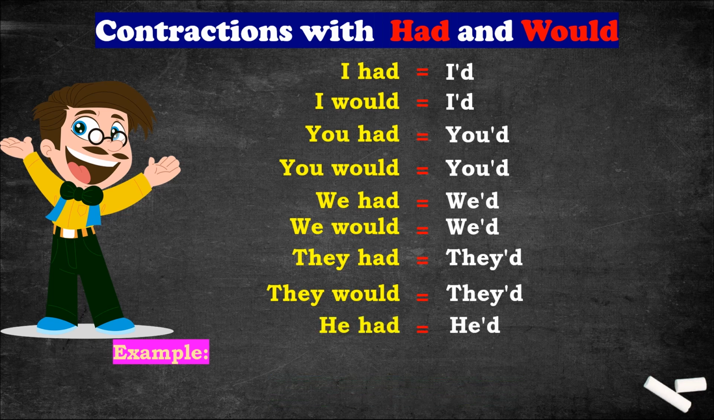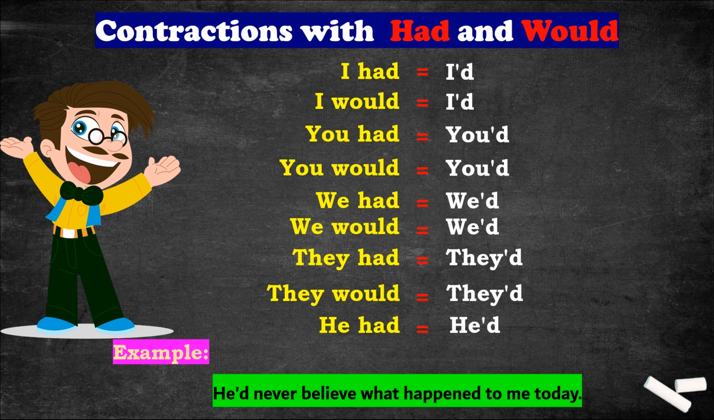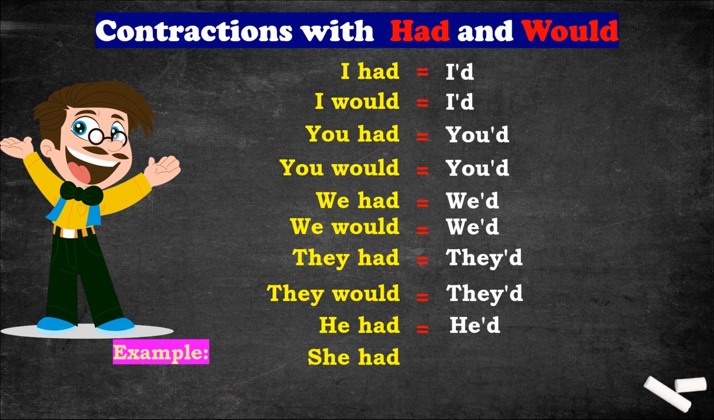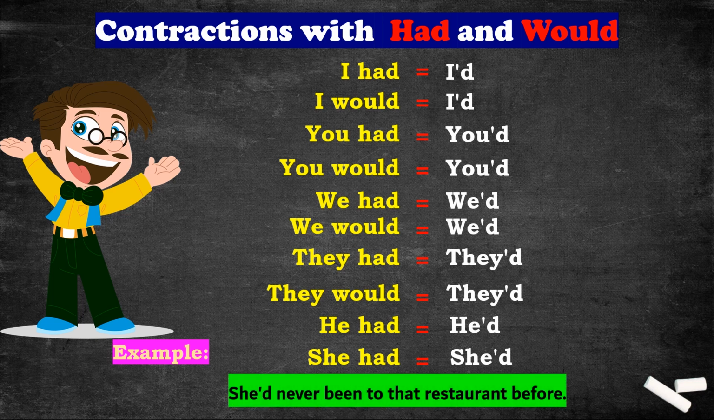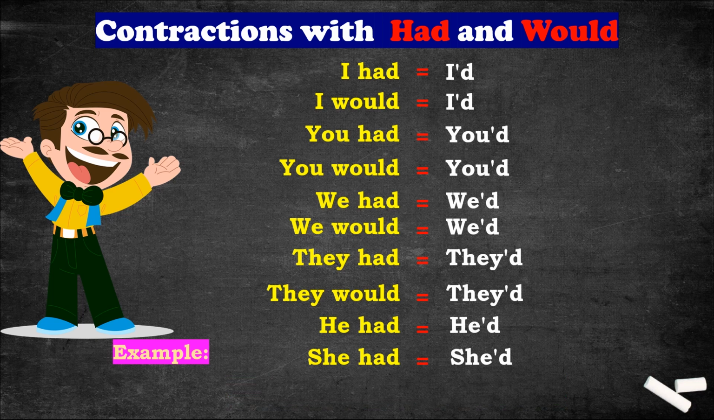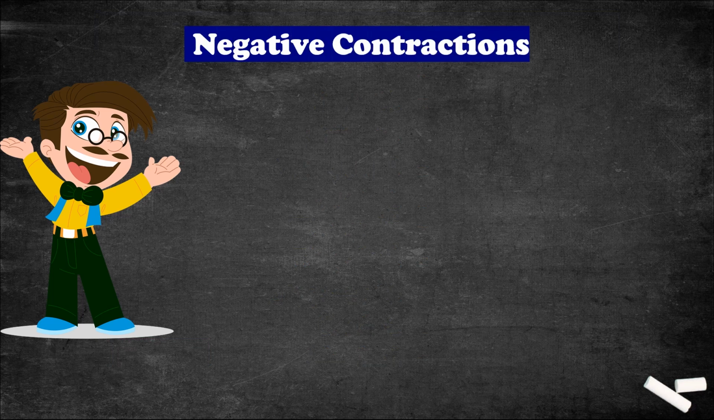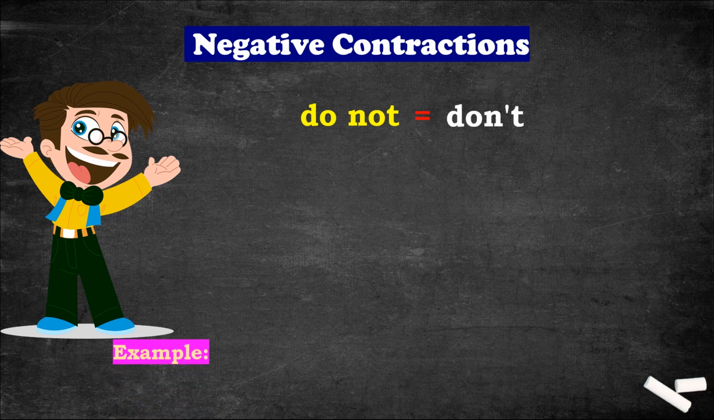He had, he'd. He'd never believe what happened to me today. She had, she'd. She'd never been to that restaurant before. Negative contractions. Do not, don't. Example, we don't have any more milk.